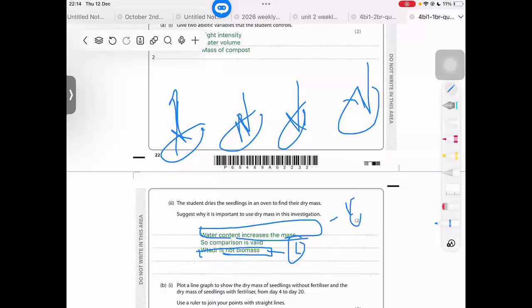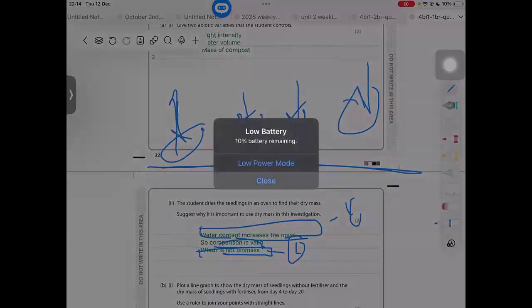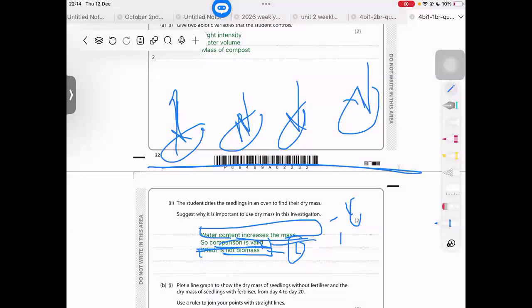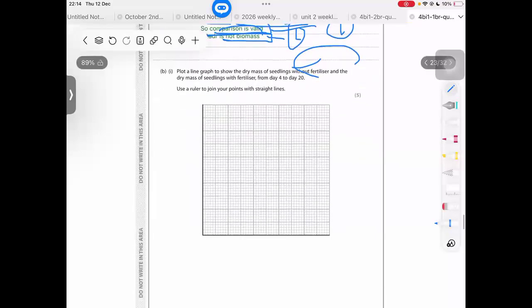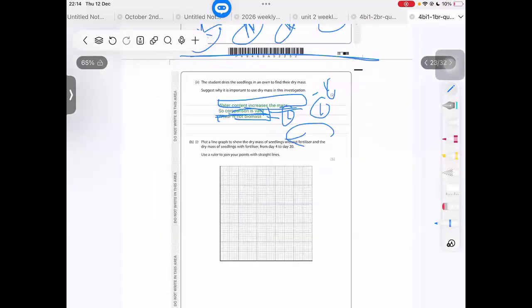And also taking the dry mass makes the comparison valid, right? Comparison valid means dry mass is going to be everyone's real mass without water. So it will be a fair experiment. Therefore the comparison is valid. For that also you get 1 mark. Then they have asked us to plot a line graph to show the dry mass of seedlings without fertilizer and the dry mass of seedlings with fertilizer from day 4 to day 20.